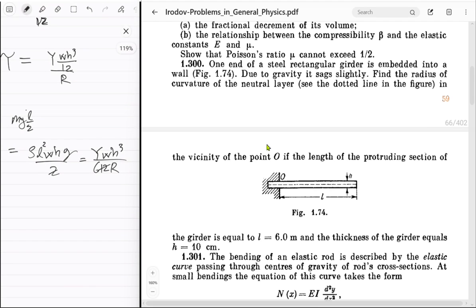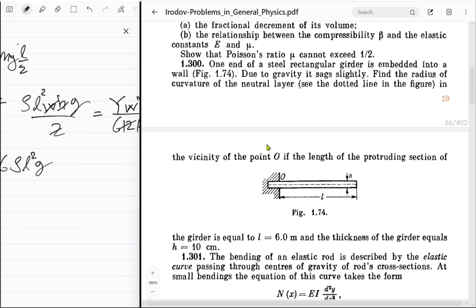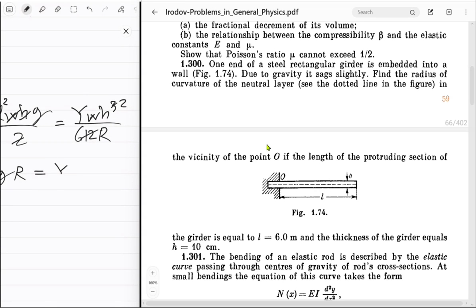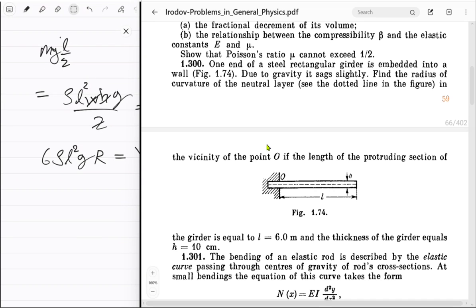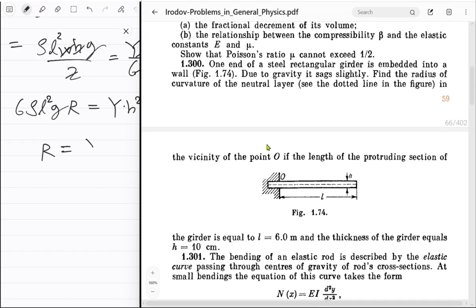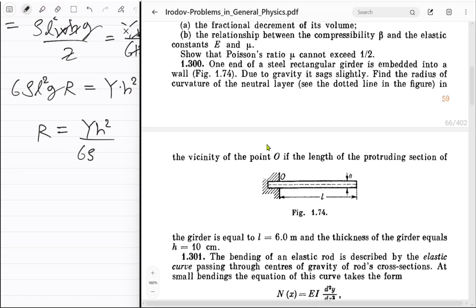So then some stuff cancels, just like this cancels, this cancels, just square root it. So rho L squared G, 6 times, and that's also R over it. That is equal to the Young's modulus times W H squared. Oh, sorry, W got cancelled. Why didn't I cancel this? Okay, just equal to H squared. Right. So our radius of curvature is just equal to the Young's modulus times H squared upon this thing, 6 rho G L squared. All right. Yeah, that looks about right.